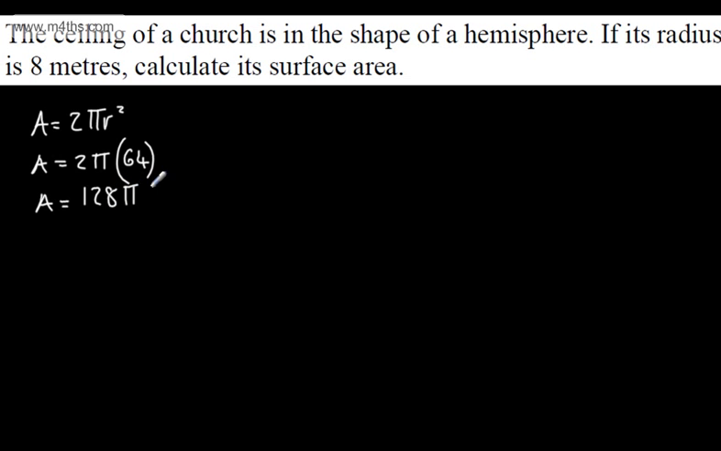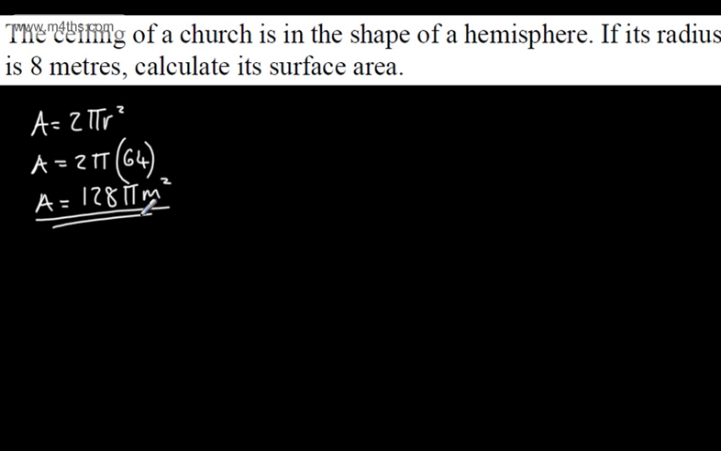The ceiling of a church is in the shape of a hemisphere. If its radius is 8 metres, calculate its surface area. So we've got a hemisphere, so the area is going to be equal to 2 pi r squared. We're going to have the area is going to be now 2 lots of pi multiplied by 8 squared. 8 squared is 64. So the area as an exact answer in terms of pi is 128 pi metres squared.